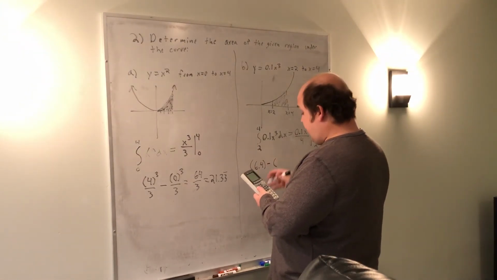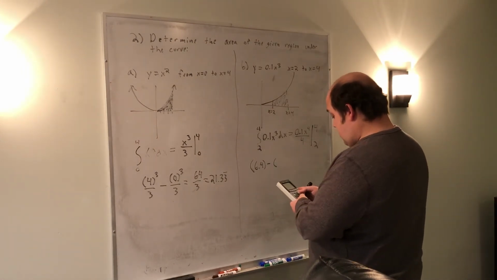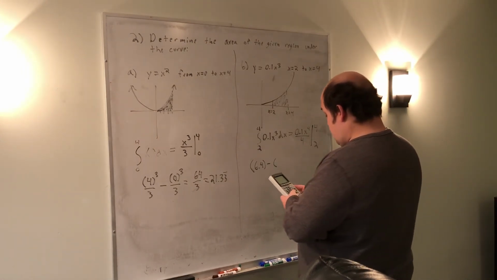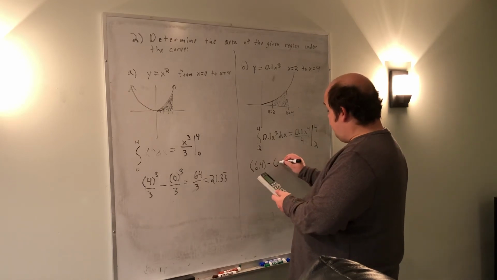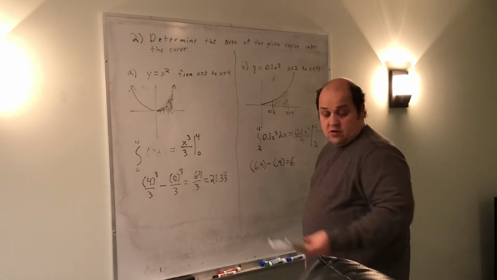I'm going to subtract from that, same thing. When I put in a 2 to the power of 4, there I get an answer of 0.4. 6.4 minus 0.4 gives me a final answer of 6.